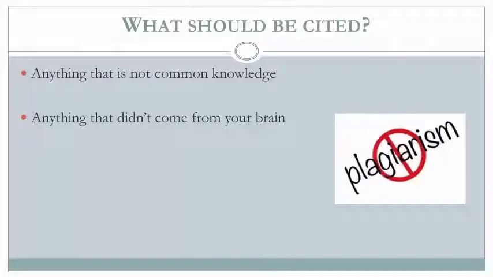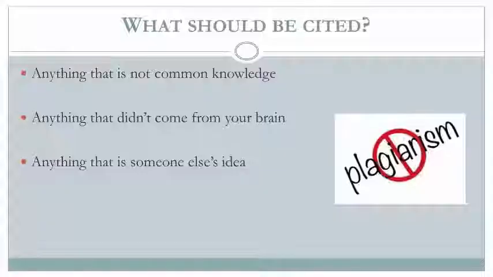Second thing you would want to cite is anything that didn't come from your brain, from your head, anything that came from someone else. And this doesn't have to be a direct quotation. It doesn't have to be a word-for-word quotation. It can be a paraphrasing of someone else's ideas. But you want to make sure that anything that didn't come from your noggin gets cited. Anything that is someone else's idea.